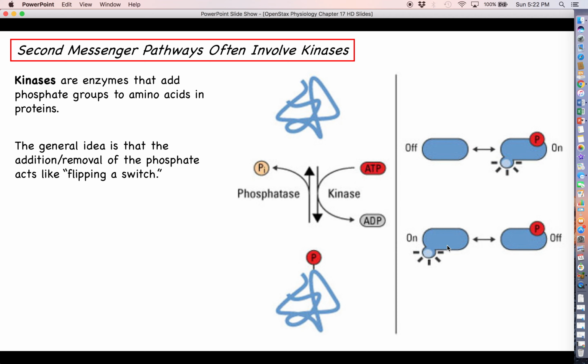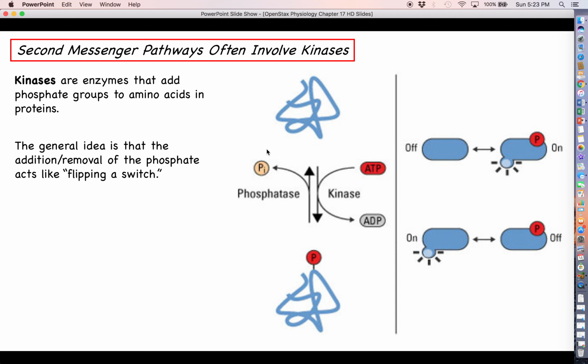A protein may be completely active when it is not phosphorylated, and it may be shut off when a kinase adds a phosphate group. So this really is like flipping a switch. We can either turn a protein on or turn a protein off just by having a kinase add that phosphate group. Now, we can also remove phosphate groups from proteins, but a kinase does not do that. A separate enzyme called a phosphatase is going to do that.